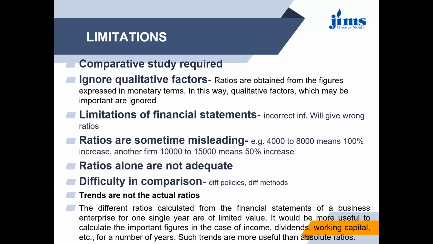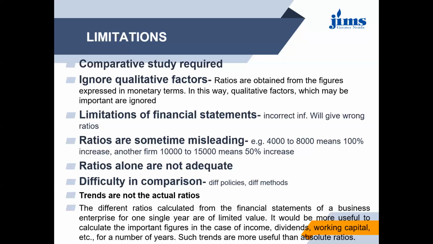By giving the earlier example, we have to depend on other financial tools also, like comparative or common size statements. Then difficulty in comparison, because suppose we have to compare 2 or 3 different companies, their policies may be different, their methods for calculating depreciation or any accounting method may be different. So when there is no uniformity, it is difficult to compare. And last is trends are not actual ratios.